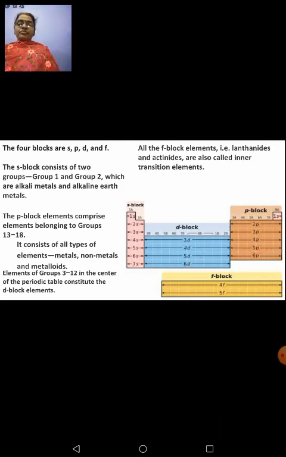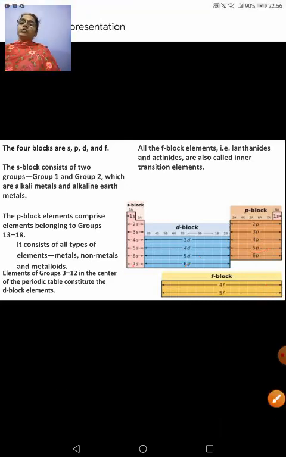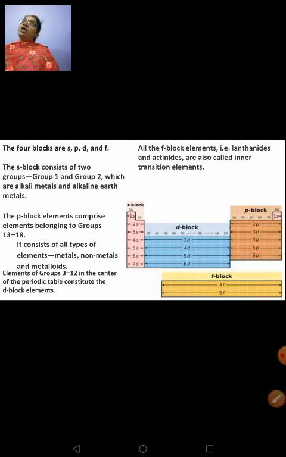So the S block consists of 2 groups, that is group number 1 and 2. And what is present in your group number 1 and 2? Alkali metals and alkaline earth metals. The P block consists of elements belonging to group 13 to 18. And the speciality about the P block is that it consists of all types of elements, metals, non-metals as well as metalloids. Your group number 3 to 12, which is in the center of the periodic table, belongs to the D block.